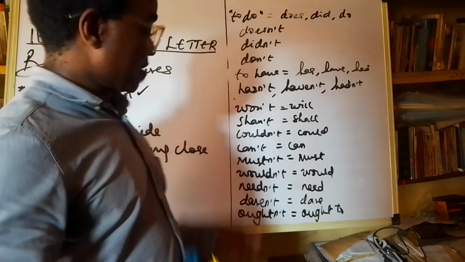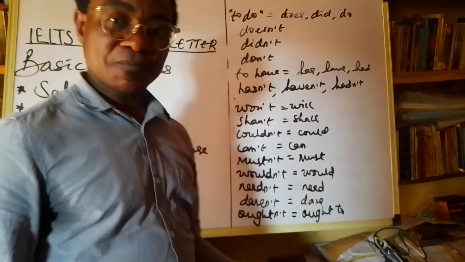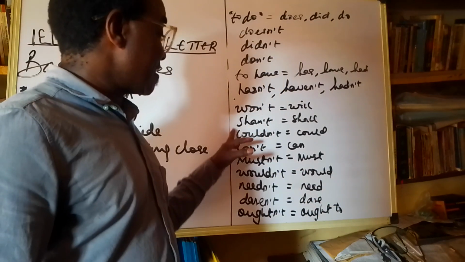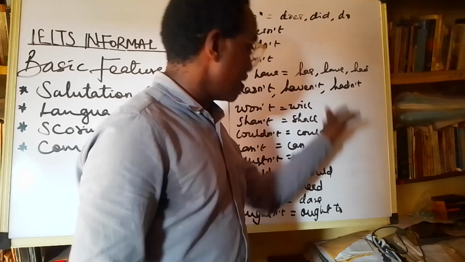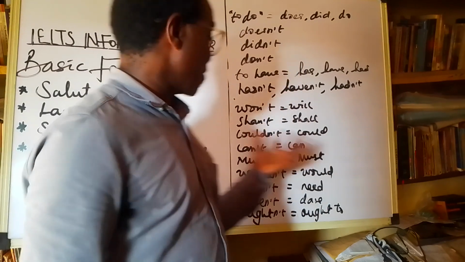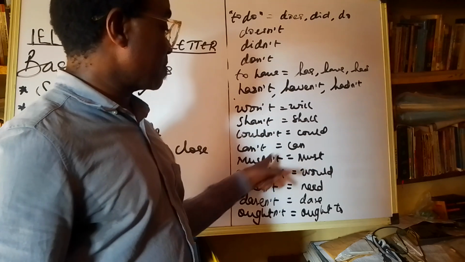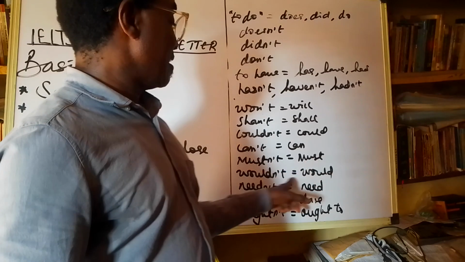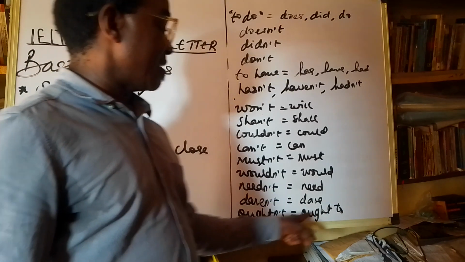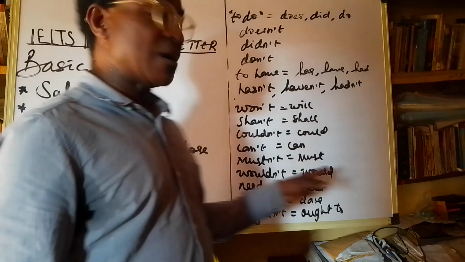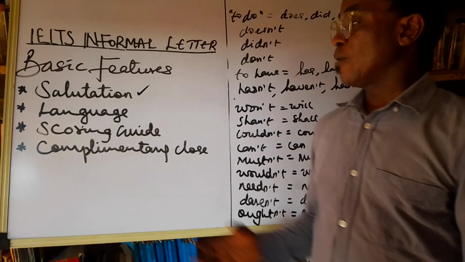Each of these contractions means not. Won't means will not. But what we have here are the base verbs from which these contracted negatives are derived. What we've done is simply to add not. When we add not to the base forms, we get the full form from which the contractions are derived: will not for won't, shall not for shan't, could not for couldn't, cannot for can't, must not for mustn't, would not for wouldn't, need not for needn't, dare not for daren't, and ought not to for oughtn't. So these are just a few examples of the contractions you are expected to use while developing your informal letter.